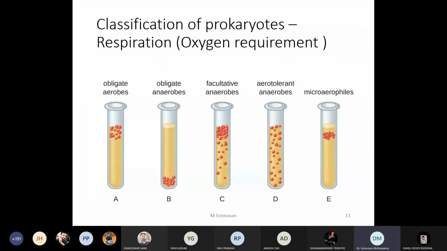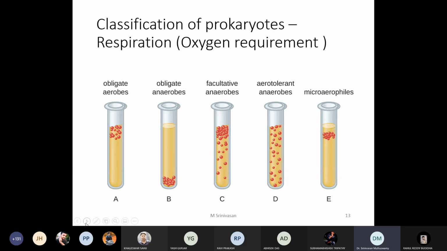Now coming on to the physiological characteristics of bacteria, how we can classify them. The first category that we are taking is oxygen requirement. There are numerous physiological requirements for bacteria to grow, but we will take only a few, and one of them is oxygen requirement. Some bacteria require oxygen, or some may not require oxygen. It is not that all bacteria require oxygen for growth. Based on this category, we call them obligate aerobes.